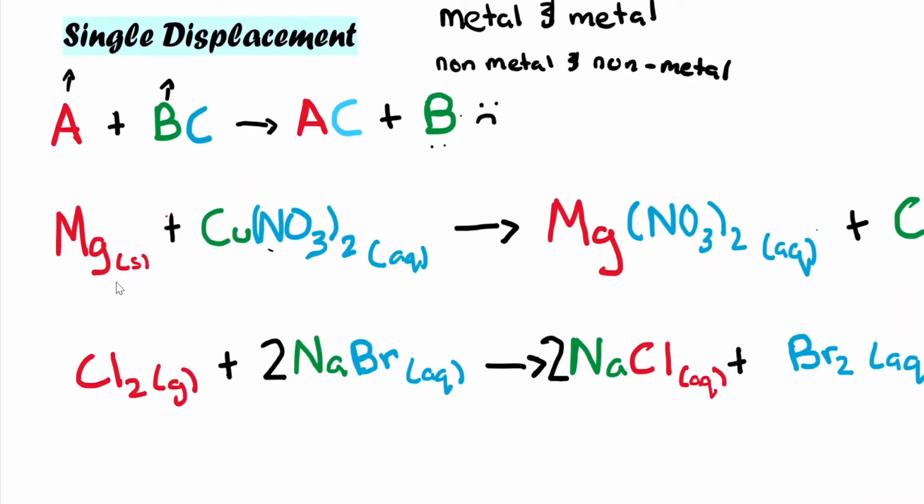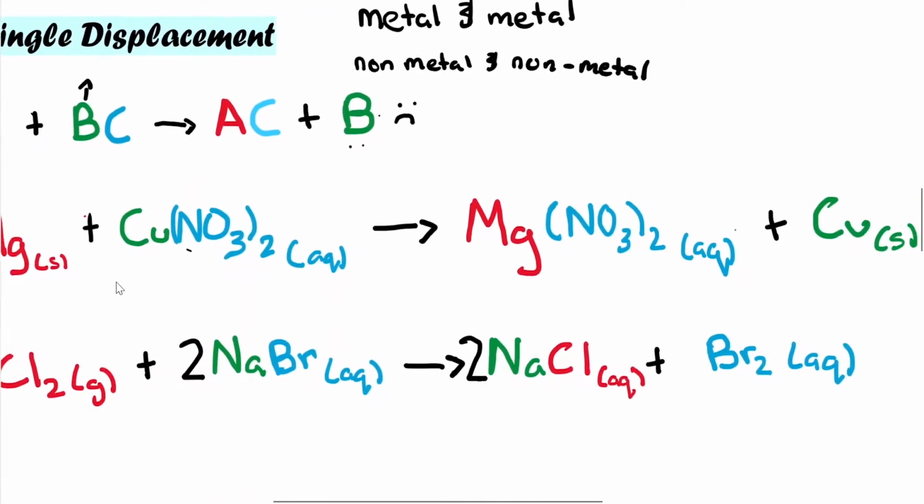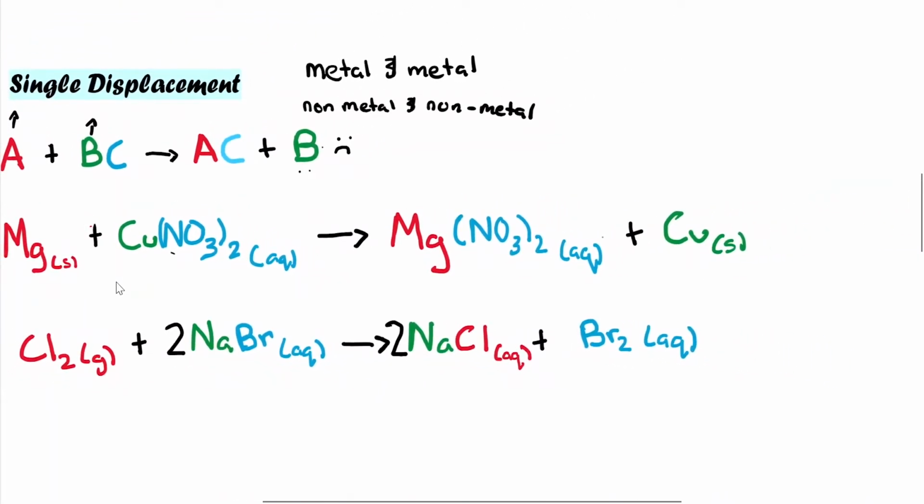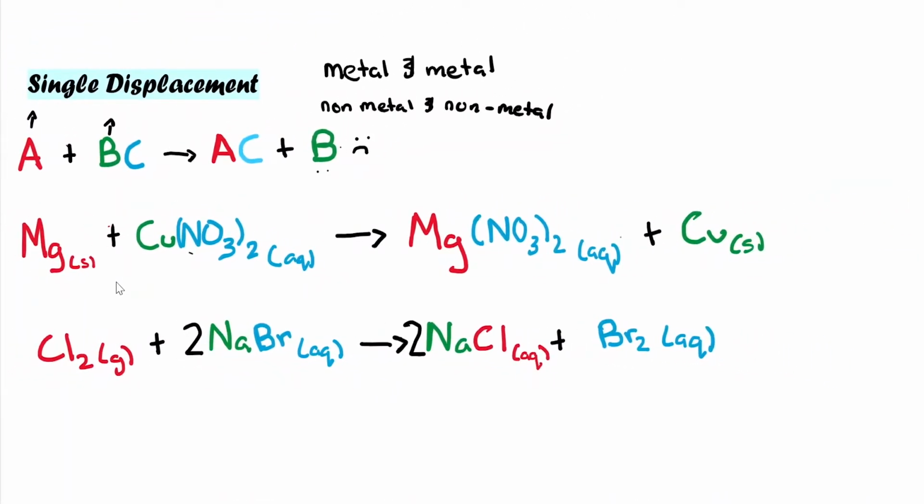So nitrate finds magnesium more attractive, you can think of it that way, and it ends up together, while copper is displaced, right? This only happened because magnesium and copper are both metals, and magnesium is more reactive. Magnesium doesn't kick out nitrate because nitrate isn't a metal. All right, so that's important to note. And the second example also shows you how this could occur with nonmetals.